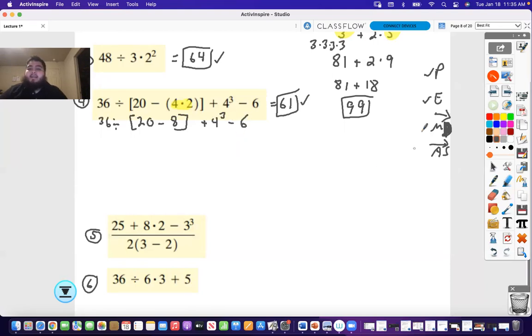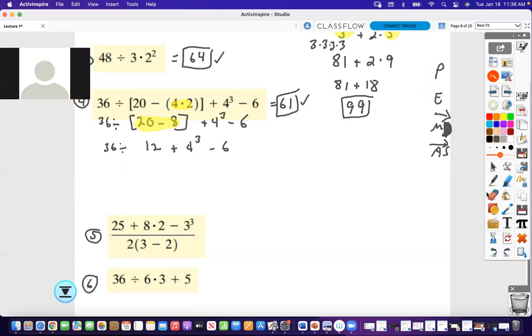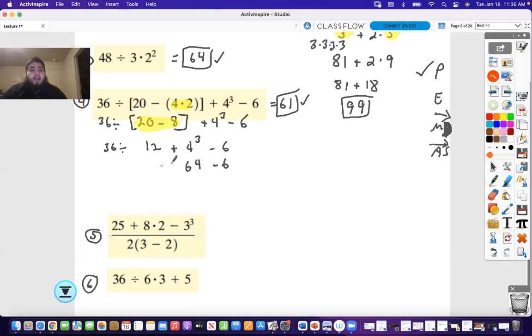All right, now can I simplify the bracket now? Yeah, what's 20 minus 8? 12. So now I get 36 divided by 12 plus 4 cubed minus 6. Do you see any more grouping symbols? No. So we're done with the first step. We're done with parentheses. What's after parentheses? Exponents. Do y'all see any exponents in this line? Yes, 4 cubed. What's 4 cubed? 64. So I'm gonna put 64 there, and then I'm gonna bring down everything else.